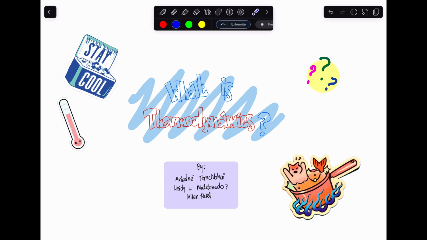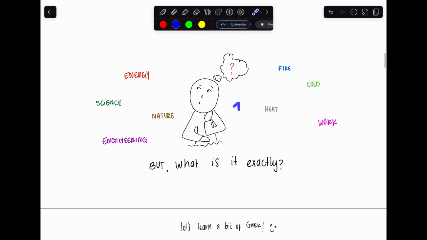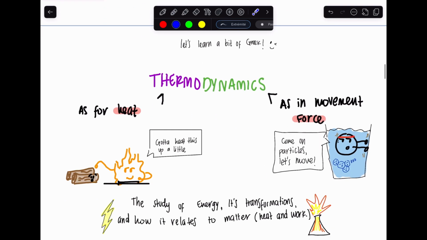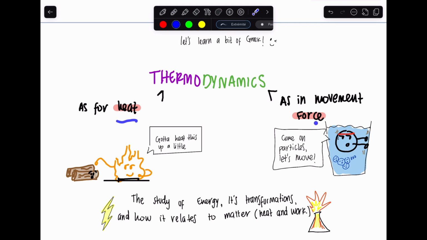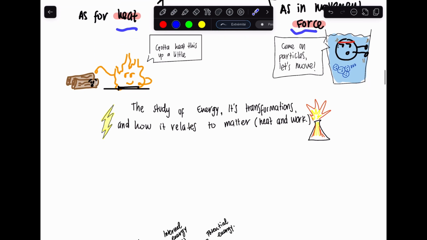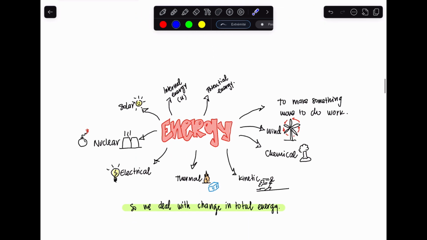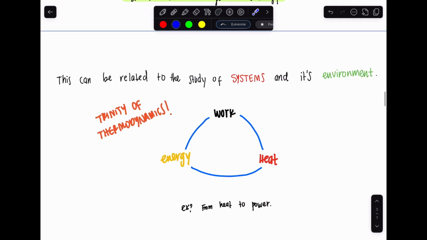but is actually something we see all the time: thermodynamics. So, what is it exactly? Let's go Greek for a second. Thermo means heat, and dynamics means movement. So, thermodynamics is about how heat and energy move around. So, we study how energy transforms into some kind of work or heat, showing that the three are linked together.